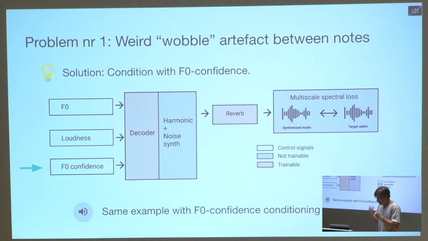So remember the motto of hybrid deep learning: don't try to learn what you already know. Why don't we condition with the F0 confidence contour? That tells you this part should not be pitched because we don't have any confidence about the pitch. So we just use the confidence contour that's outputted by our pitch tracking algorithm, and we feed that in, and it's much less noticeable.